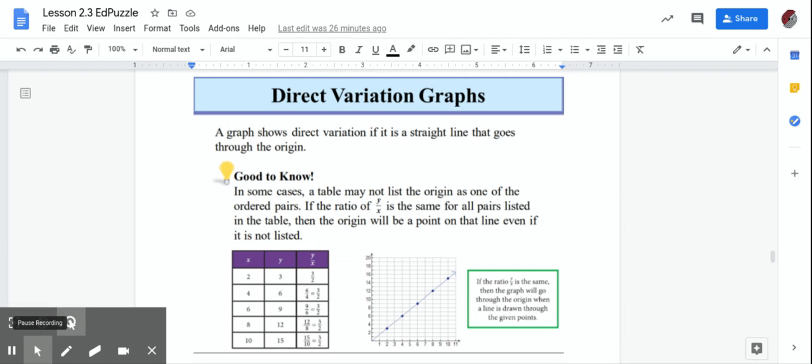So as we can see here in our example, we do not see 0, 0 in our x and y points in our table. But as we notice here, all of our ratios are the exact same. They're all 3 over 2. And when we graph the points with our x and our y, we can see that it goes through the point 0, 0, even though it's not listed. It goes through the origin, and it is a straight line.